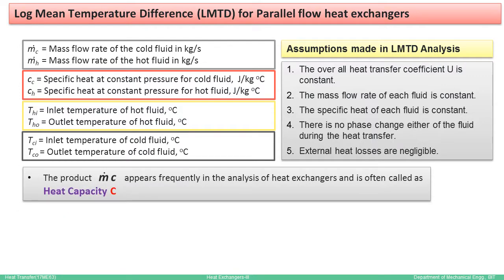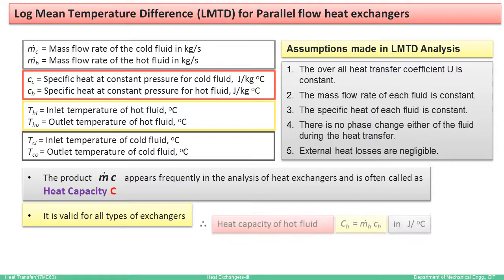In many of the equations, this product m dot into c, that is mass flow rate into specific heat, appears frequently in the analysis of heat exchangers. That's why we replace this term by a single term called capital C, that is heat capacity. So heat capacity of hot fluid and cold fluid are written separately. This heat capacity is valid for all heat exchangers.